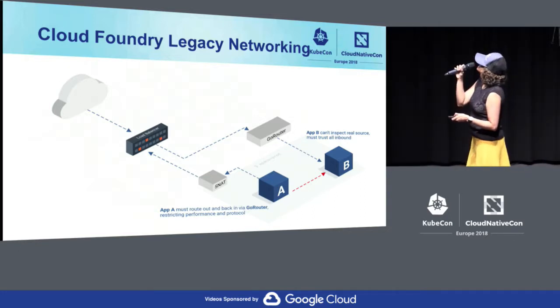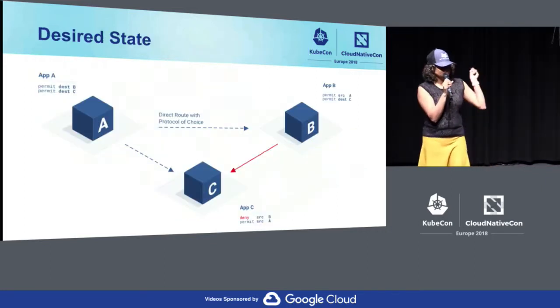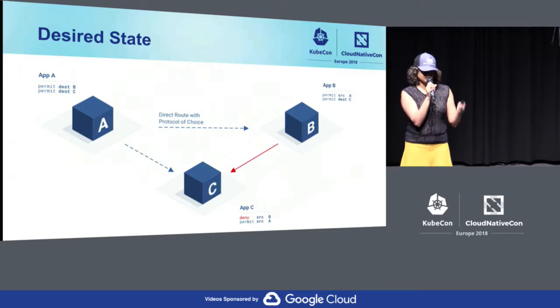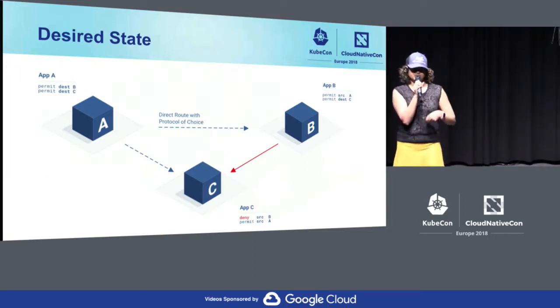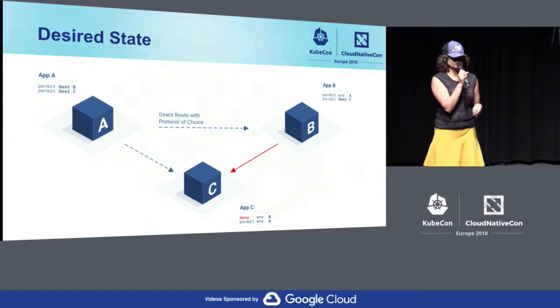So our ideal state was basically to have a direct connection between containers so that you had containers that were identifiable, you could apply policy between them, and you could have more efficient traffic paths within Cloud Foundry.